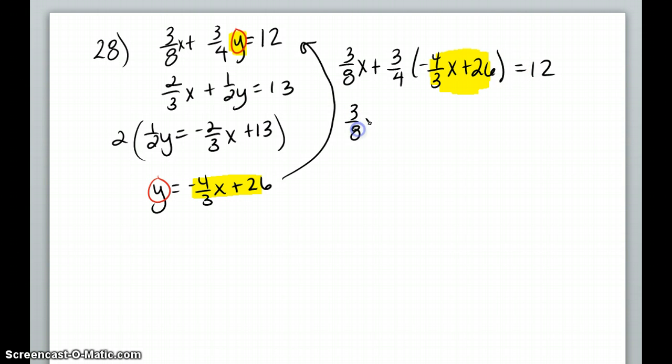So we get 3/8 x minus x, because 3 times -4 is -12, 4 times 3 is 12, -12 over 12 is 1. Or -1 in this case, sorry. All right, so then we have to do 3/4 times 26. Remember that you multiply straight across, so you get 78 over 4. But 78 over 4 can be reduced to 39 over 2.